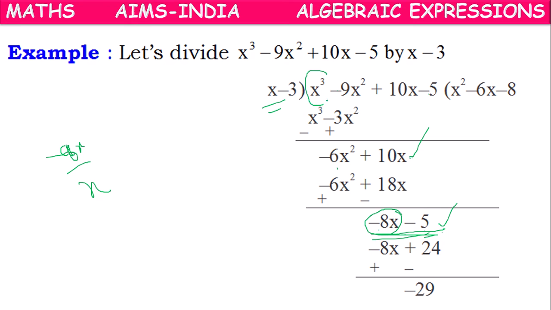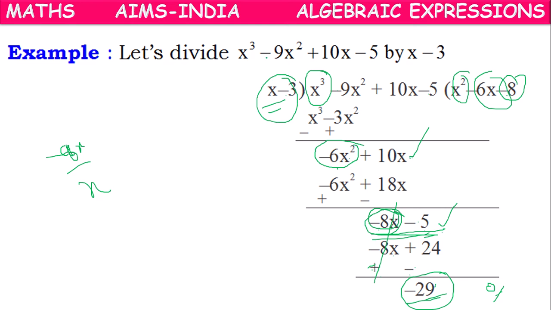So first we have divided x cube and we got the first term of the quotient. Next we have divided minus 6x square, we have got minus 6x. Next we have divided minus 8x, we have got minus 8. So minus 8 into x, minus 8x, minus 8 into minus 3, plus 24, signs to be changed, plus, minus. Minus 8x plus 8x cancel, minus 5 minus 24, minus 29. Now, the degree of minus 29 is 0 because it's a constant term, but the degree of the divisor is 1.